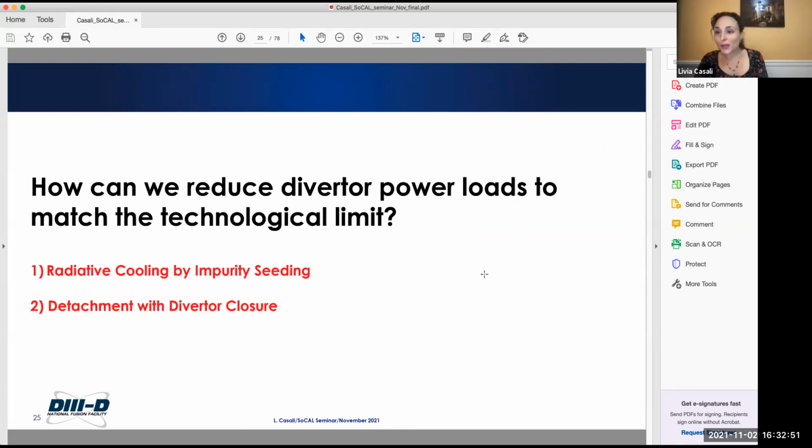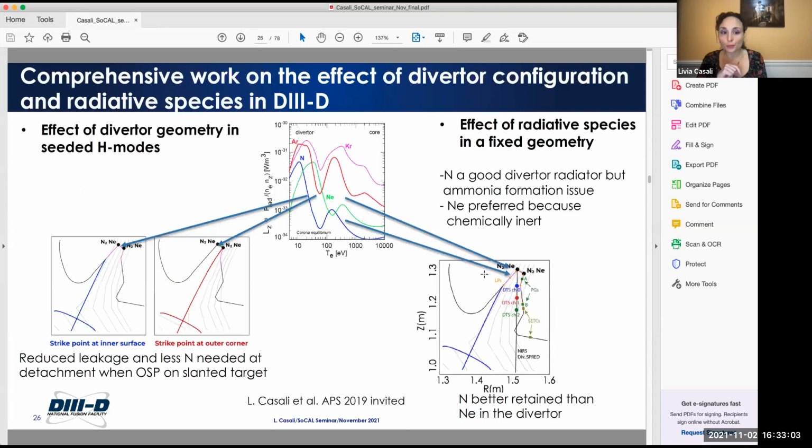Now, what we did going forward was to try to combine radiative cooling by impurity seeding and detachment with divertor closure. So here we started and did a very comprehensive piece of work on the effect of divertor configuration and radiative species in DIII-D.